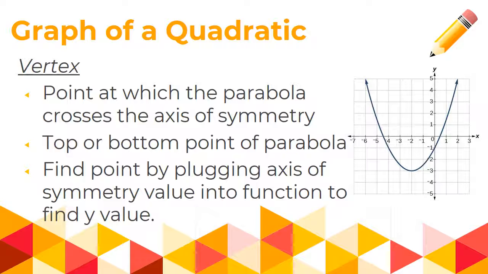Let's talk about the vertex of a quadratic. The vertex is the point of the parabola that crosses the axis of symmetry. So again, if I have my axis of symmetry here, this point is where my graph crosses it. You can also think of it as the top or the bottom of the parabola. This is the bottom or the lowest point. We represent it in point form. It's at -2, -3. That is my vertex. You can find the vertex by taking your axis of symmetry value and plugging it in for x in the function so you can find your y value.